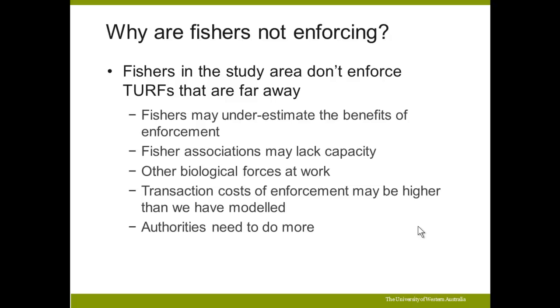There could be other biological forces at work. This is, I think, very association group specific. So you assume that all fishing groups have chosen productive areas to have a management area. Otherwise, what's the point? But if for one reason or another they've stopped enforcing and abundance has dropped significantly, it may then no longer be worthwhile for them to enforce. So there's a chicken and egg element going on there.